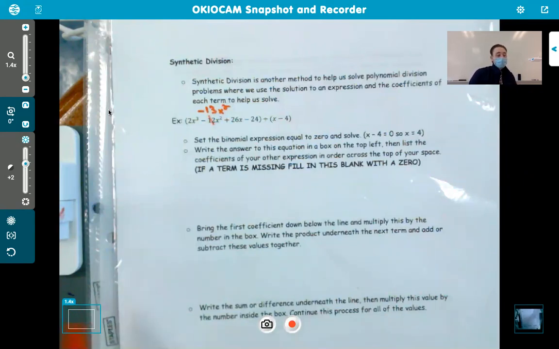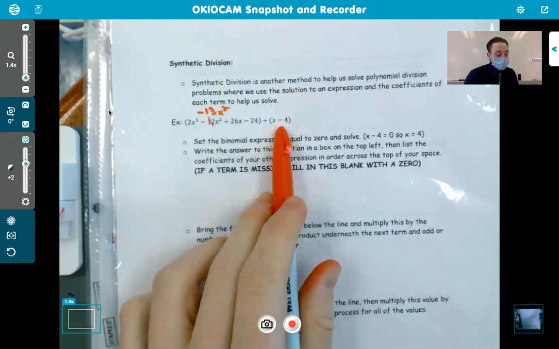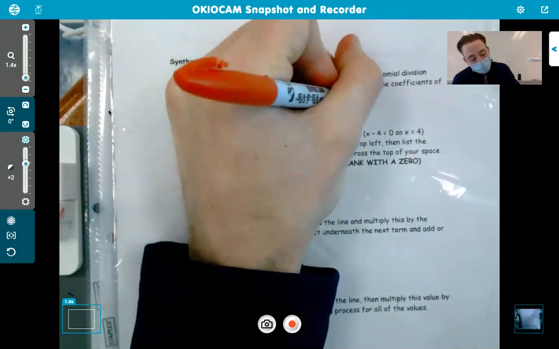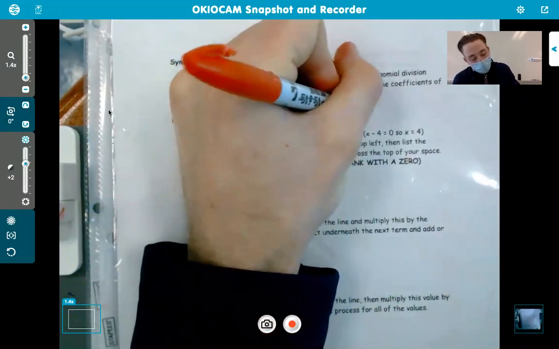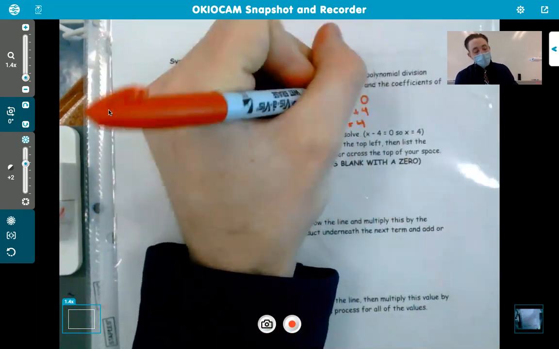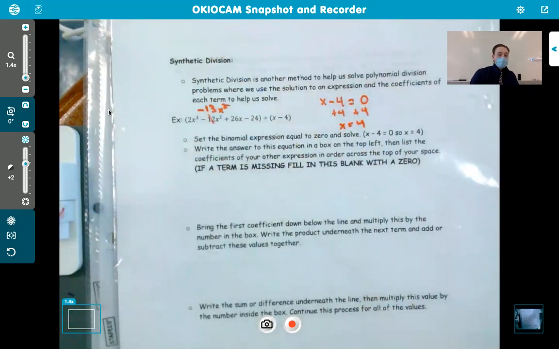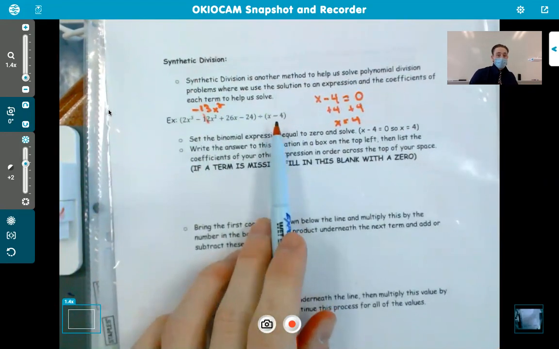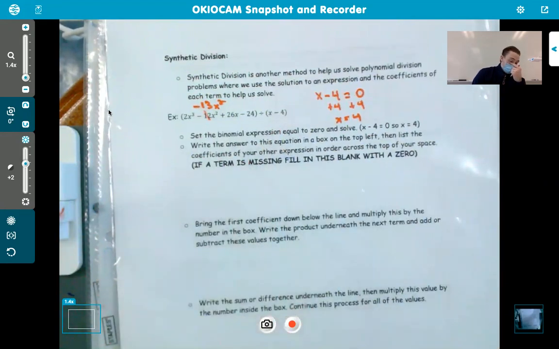The first thing that we're going to do, we're not going to set up a long division or anything like that. We're going to take that x minus 4, set it equal to 0, and solve. And when you do that, you get x equals 4, right? So that first bullet point there, you're going to set the binomial, so the two-term expression, equal to 0, and then you're going to solve.